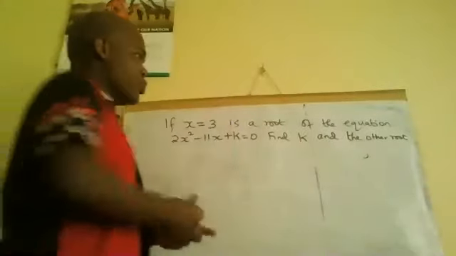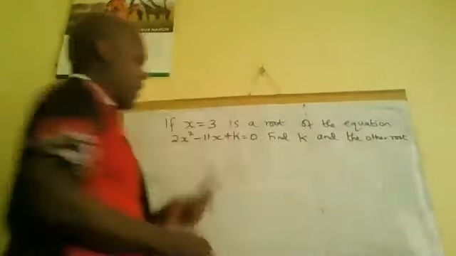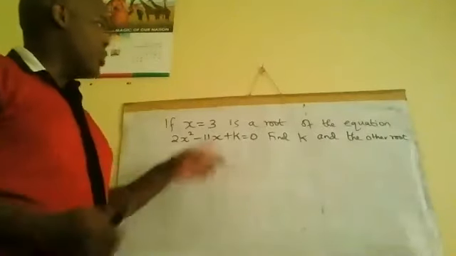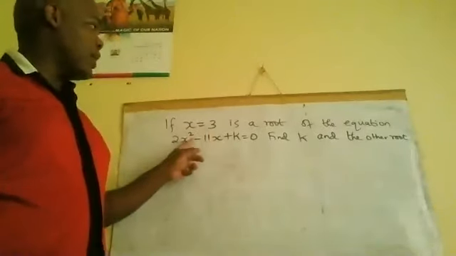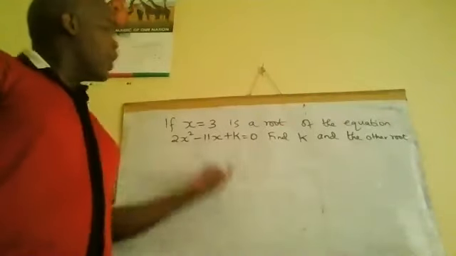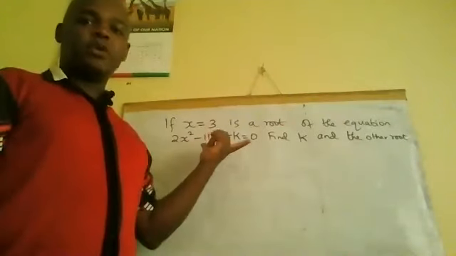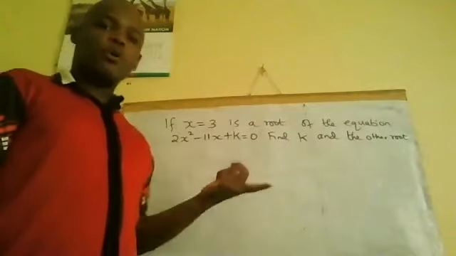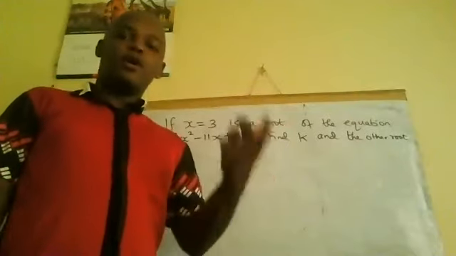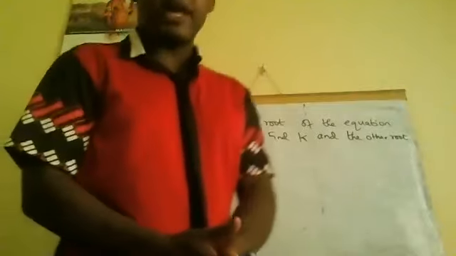What you do, because I want to end it there, in this question, just substitute x is 3 in this equation, then get the value of k. After that, solve the resulting quadratic equation and you will be able to get the other root. So our lesson ends there.